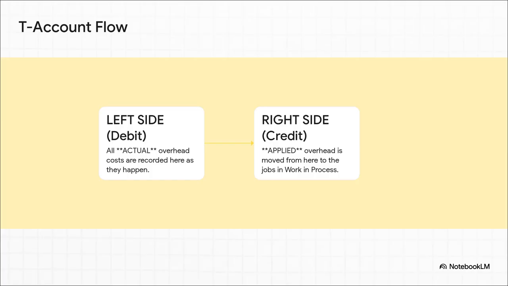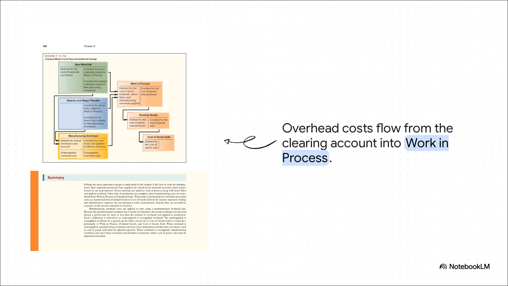Seriously, this simple little diagram is going to be your best friend for understanding how all these costs move around. So here's the deal. It's super simple. The left side, the debit side, is where all your actual overhead costs get dumped as they happen. The real electricity bill, the real factory rent payment, they all go in on the left. The right side, the credit side, represents the overhead being applied and moved out of this bucket and over to the jobs in work in process. And here you can see how that one T account fits into the whole grand scheme of things. You've got your raw materials, your direct labor, and now our applied manufacturing overhead. They all come together in the work in process account. That's how we get a product's total cost.